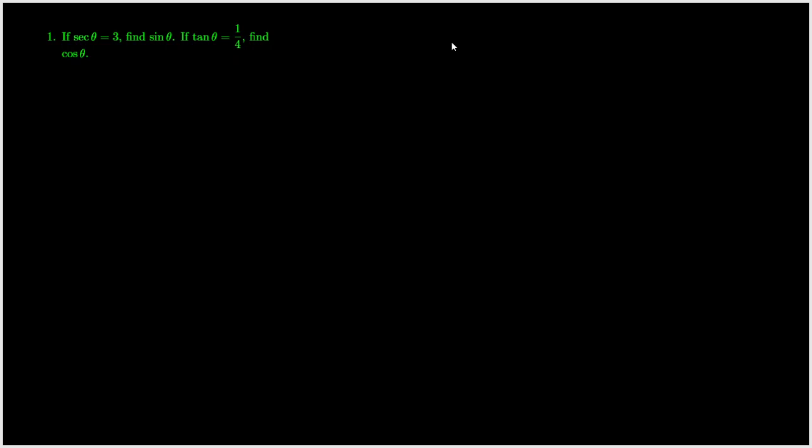Okay, secant of theta is equal to 3. I'm looking for sine of theta. Now let's concentrate on the first part first, the underlined part.